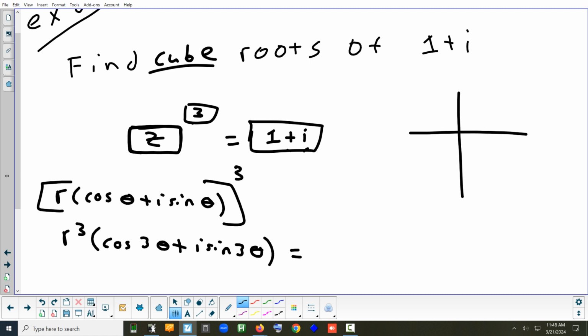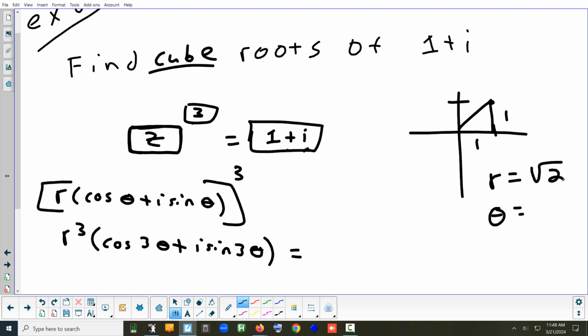All right, where is 1 plus i? 1 to the right, 1 up. What are the 2 things that you need to write that in trig form? Radius and angle. Okay, let's make our triangle. How long is the bottom side? 1. The height? 1. And what's the hypotenuse? Square root of 2.